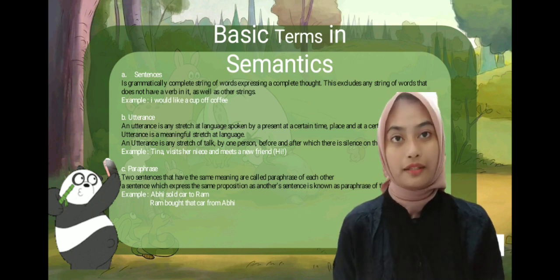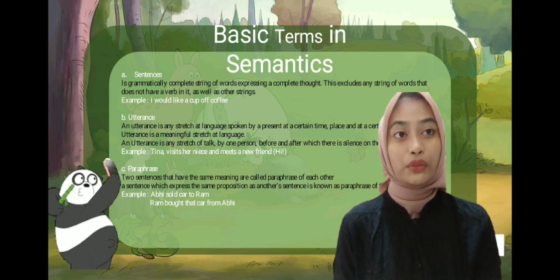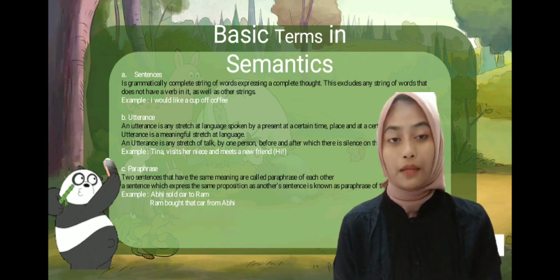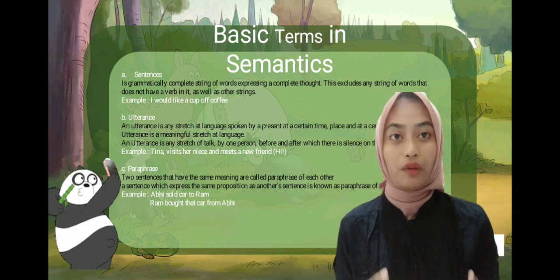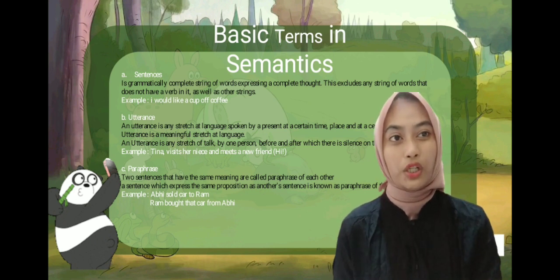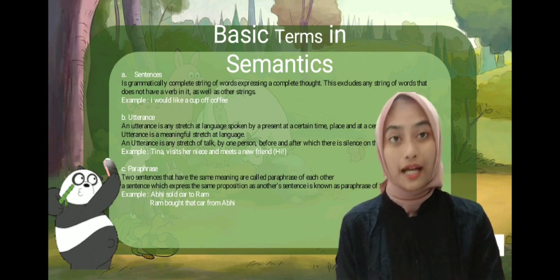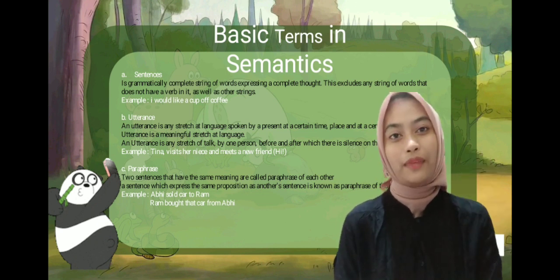And second is B, utterance. An utterance is any string of language spoken by a person at a certain time, place, and at a certain occasion. An utterance is a meaningful stretch of language, and an utterance is any stretch of talk by one person before and after which there is silence on the part of that person. For example, Tina visits her niece and meets a new friend, and then Tina would like to say hi.